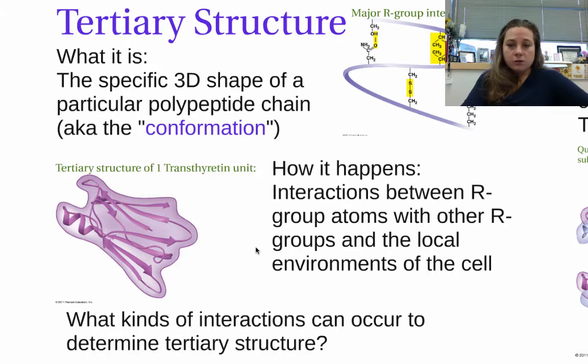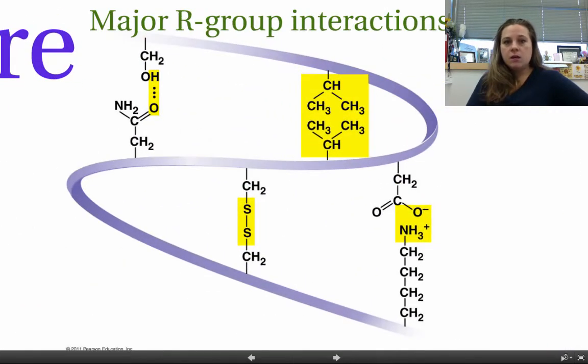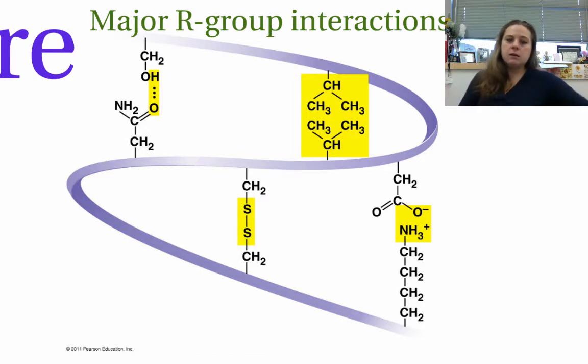These interactions are also hydrogen bond related. We also get in now disulfide bridges that begin to occur. Okay, and you note them here. So major R group interactions. Again, hydrogen bonding, disulfide bridges form.